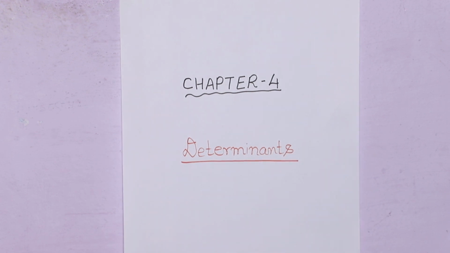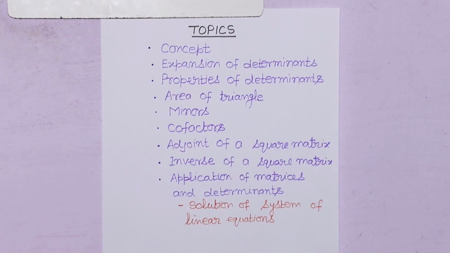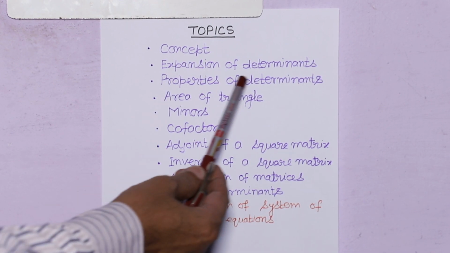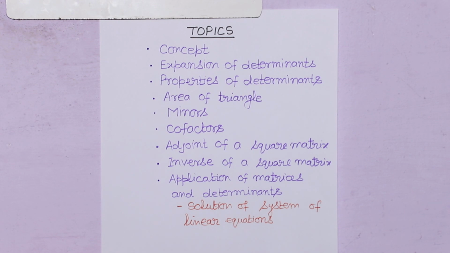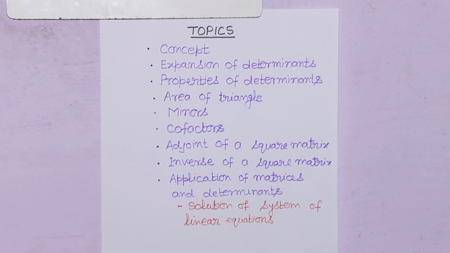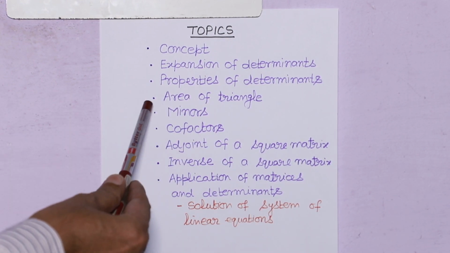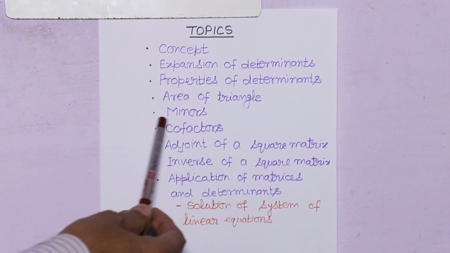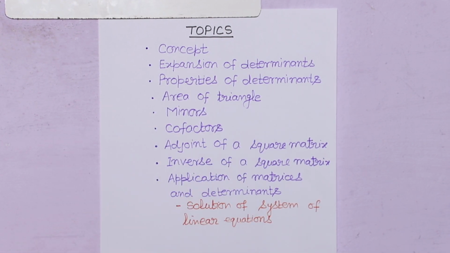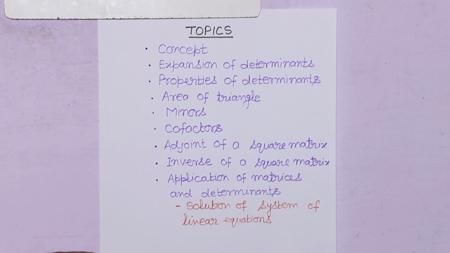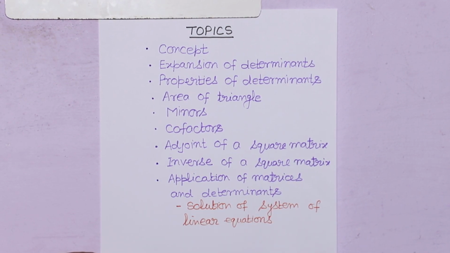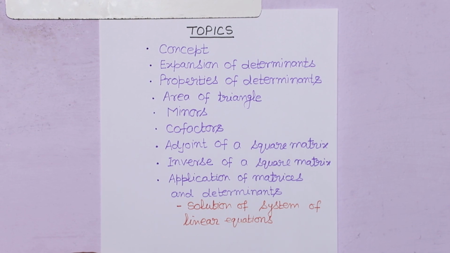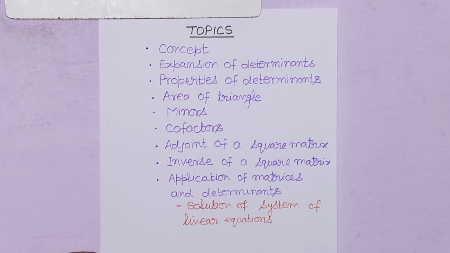Here the topics included are: concept of the determinant, means what is determinant; expansion of determinants, how it can be expanded; properties of determinants, which will be helpful to expand the determinant; area of triangle; minors and cofactors; then adjoint of a square matrix, inverse of a square matrix; and application of the matrices and determinant, that is to solve the system of linear equations.